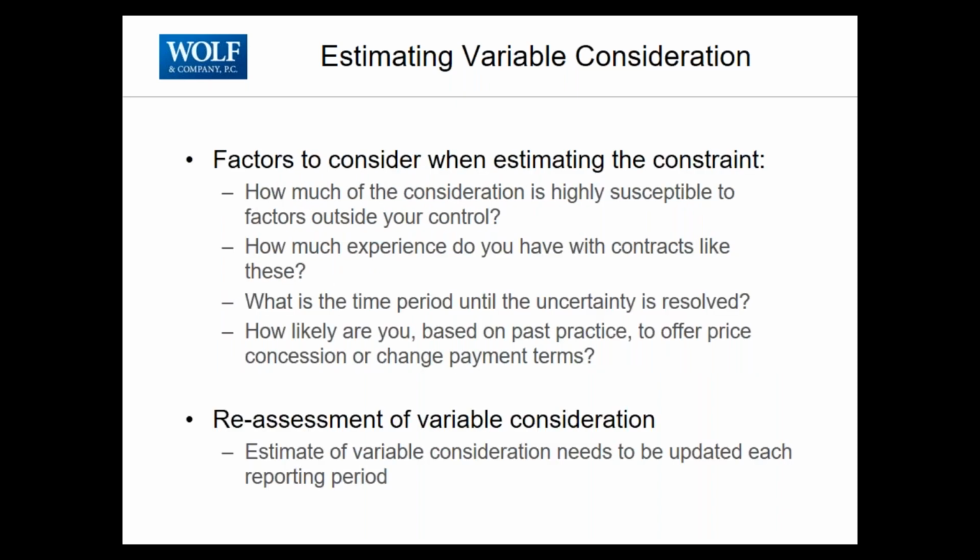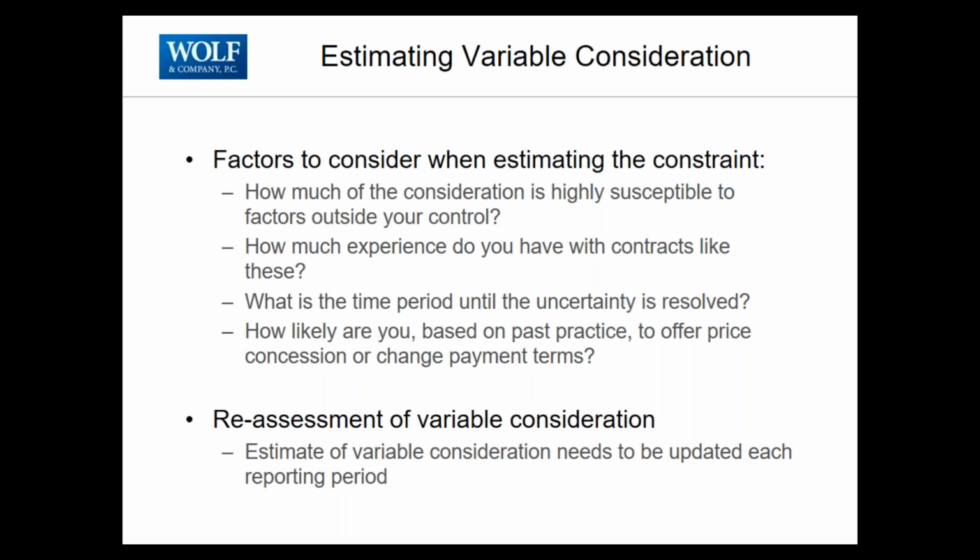So when you're looking at this constraint guidance, what kind of factors should you take into consideration? So first, how much of this consideration that's susceptible to variability is really outside your control? Is it something that is based on your activities or your customers' activities? How much experience do you have with contracts similar to this? What is the time until the uncertainty is resolved? Obviously, the longer the time, the higher the risk of a reversal. And then how likely are you, based on your past business practices, to offer a price concession or change in payment terms? Because that obviously introduces additional variability.